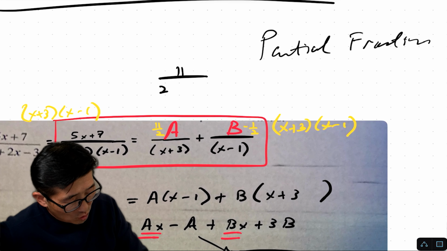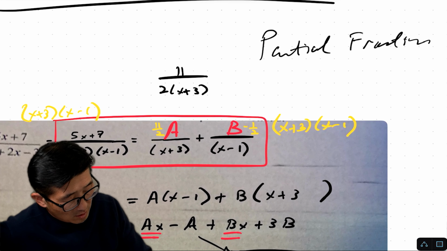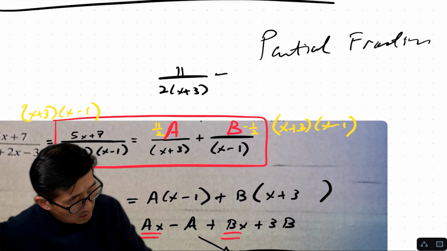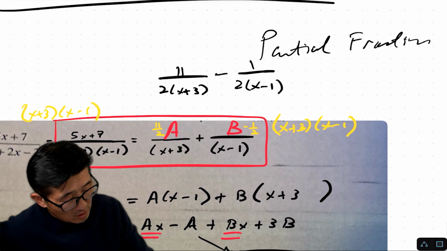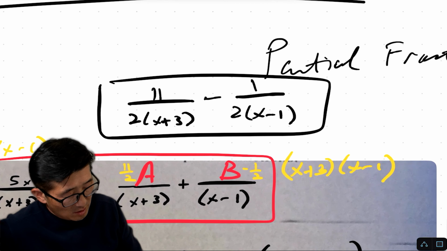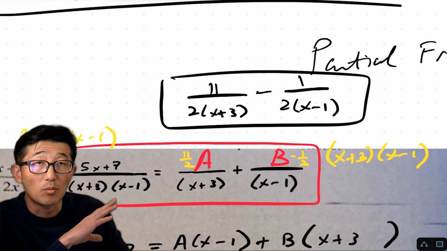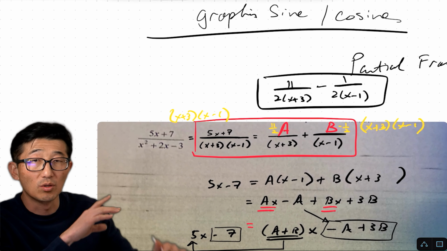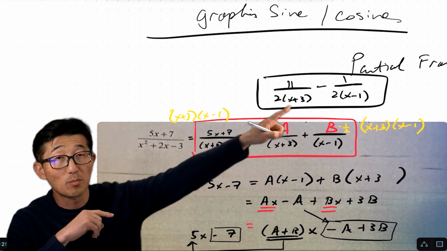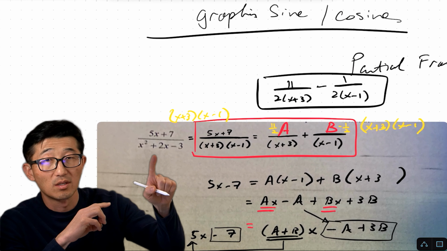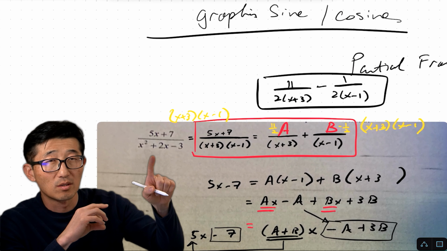11 over 2x plus 3 minus 1 over 2x minus 1. So now we found our partial what? Partial fractions. We've decomposed it. So this whole thing, well, if we combine that, it'll become what? It'll become this.